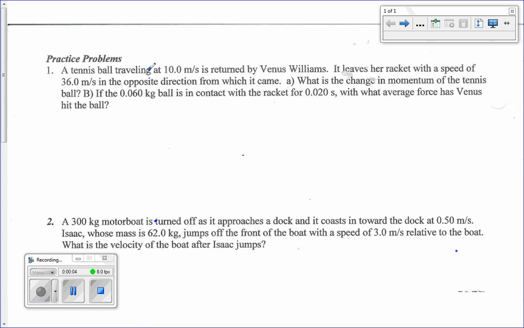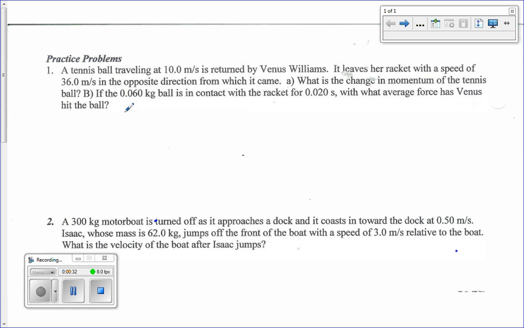Okay, on number 1, let me read it for you. A tennis ball traveling at 10 meters per second is returned by Venus Williams. It leaves her racket with a speed of 36 meters per second in the opposite direction from which it came. What is the change in momentum of the tennis ball? And B, if the 0.06 kilogram ball is in contact with the racket for 0.02 seconds, with what average force has Venus hit the ball?